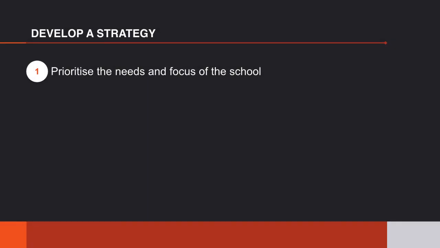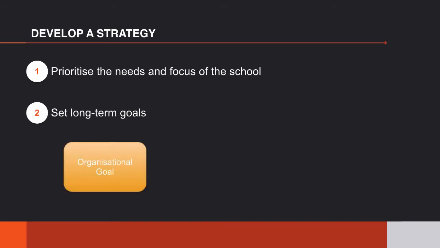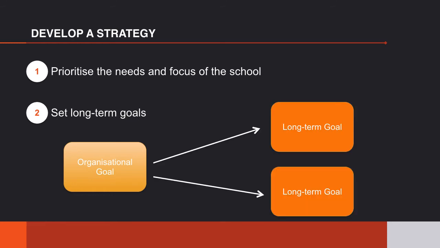Once you have prioritized the needs of the school, you need to decide on long-term goals for the school. Each organizational goal or focus area should be broken up into long-term goals. This step helps to clarify and make your long-term goals for the school more specific in nature. Remember, long-term goals are what you aim to achieve in 5 or 10 years' time. It is a work in progress.